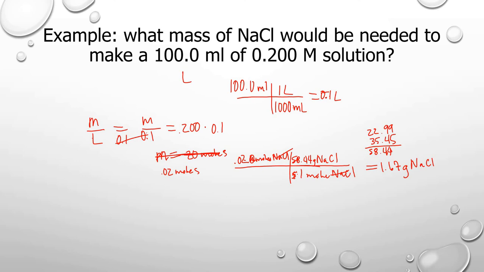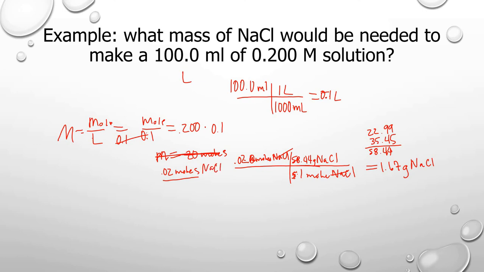All right, so what we did here is, really quickly, she took the milliliters and changed it to liters, which was 0.1. Then she realized that this is equal to molarity, and this is moles divided by liters. So she plugged in what she knew. She knew the liters, and she knew the molarity was 0.2. She multiplied both sides by 0.1. She was able to get that many moles of NaCl.